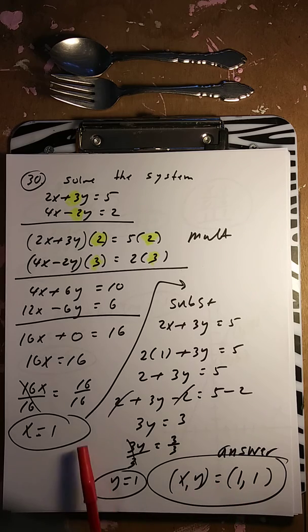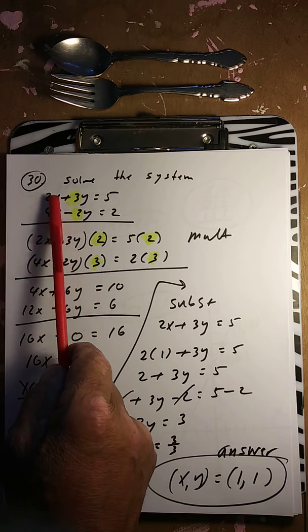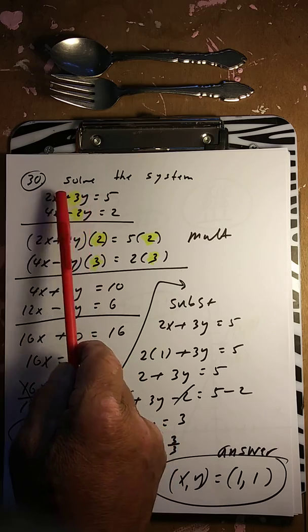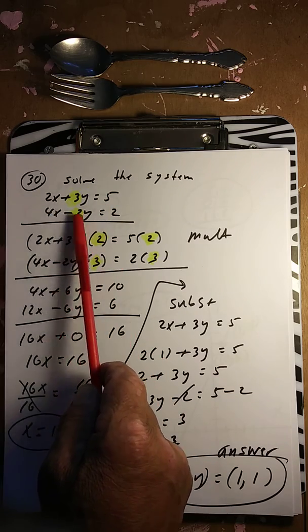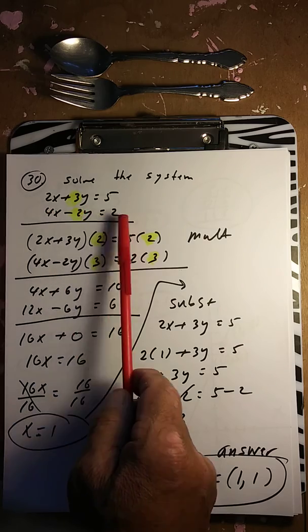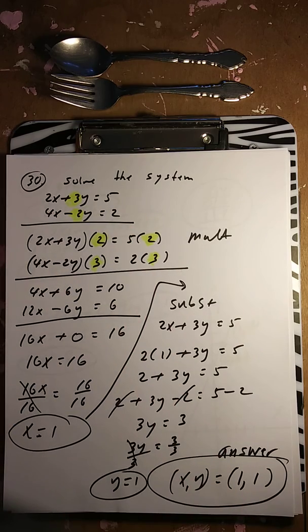1 and 1. Does that work? Let's see, put a 1 in here. 2 times 1 is 2. 3 times 1 is 3. 3 and 2 is 5, yes. 4 times 1 is 4. Minus 2 times 1 is 2. So 4 minus 2 is 2. Yes, so that works.